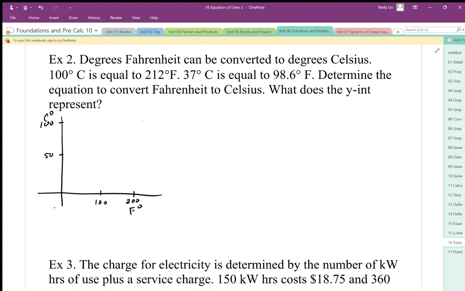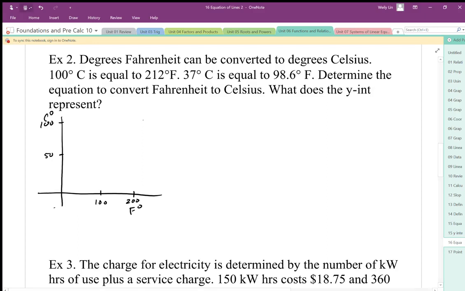This example I think we may have done before. It is converting degrees Fahrenheit into degrees Celsius. So we're going to make our degrees Celsius our dependent variable and the degrees Fahrenheit our independent variable. And I've just sketched a graph here with some approximate scales so I can draw this graph in.